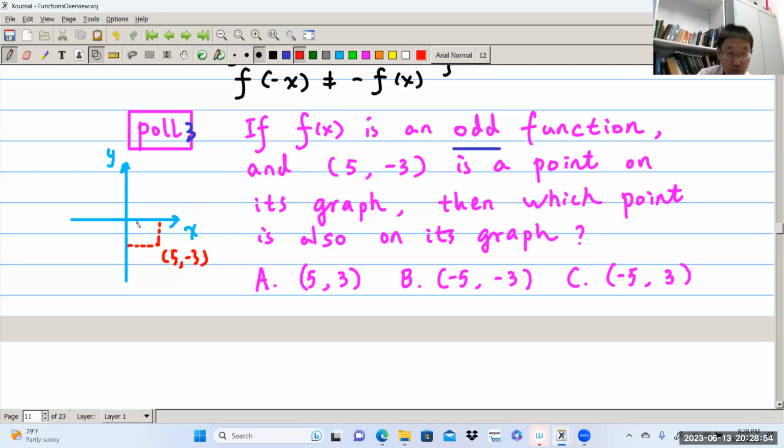But this function is odd. So if I change the input to the opposite, I use negative 5 as the input, then I should get the opposite of negative 3, which is positive 3, as the output now. Right? So this point here should be what? Negative 5, positive 3. So these two points are symmetric about the origin, right? If you connect these two points, they fall on the line with equal distance from the origin. Like that. Symmetric. Got it? So the answer should be C. I think this should be straightforward.